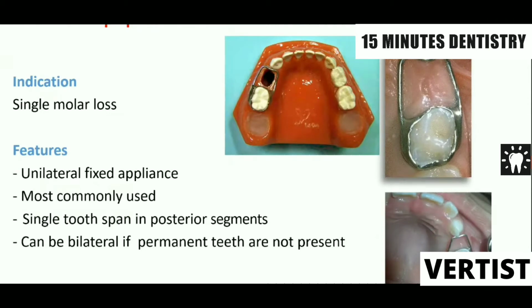Another way is to learn situation-wise. For example, if we learn band and loop space maintenance, its use, and other aspect is space maintenance in case of posterior tooth loss. Now we have to think about options for space maintenance when the posterior teeth have been lost, and we can talk about the band and loop, crown and loop, or lingual arch, and so on.